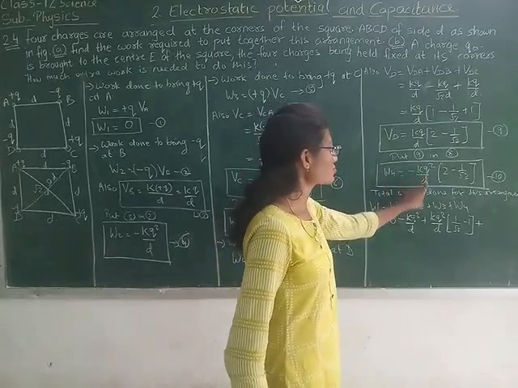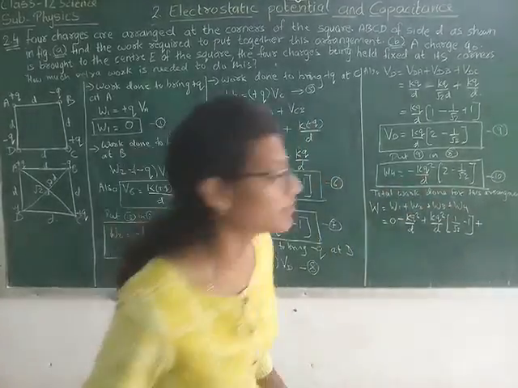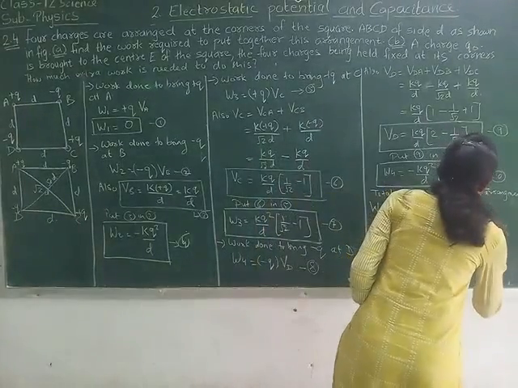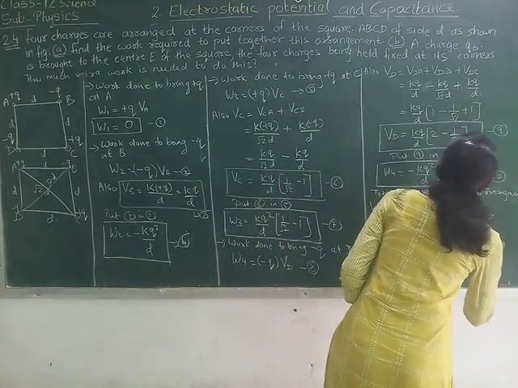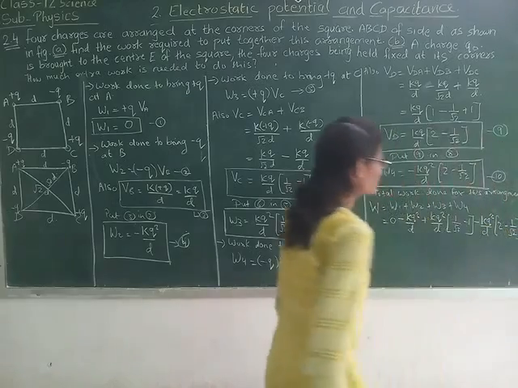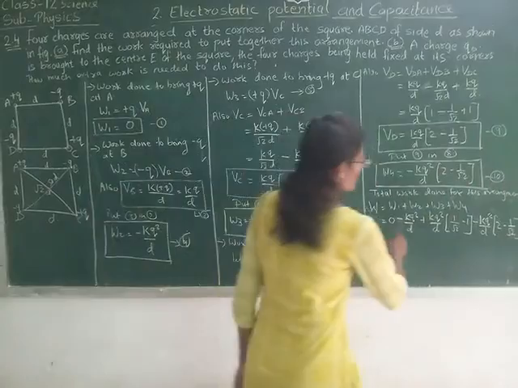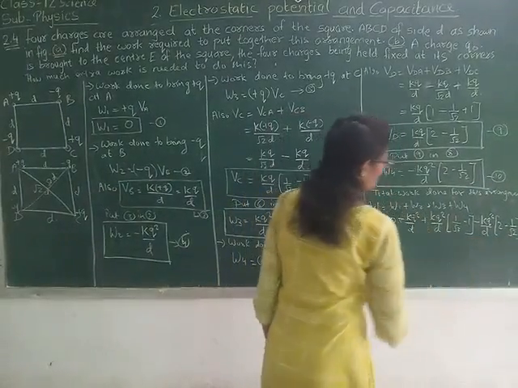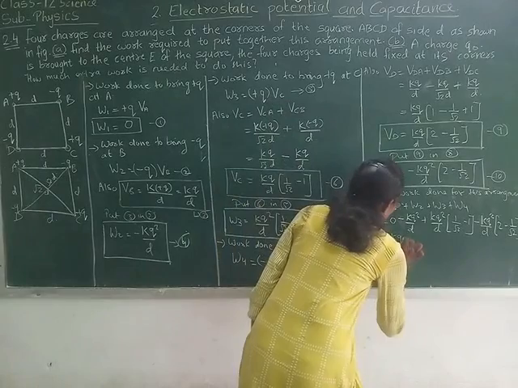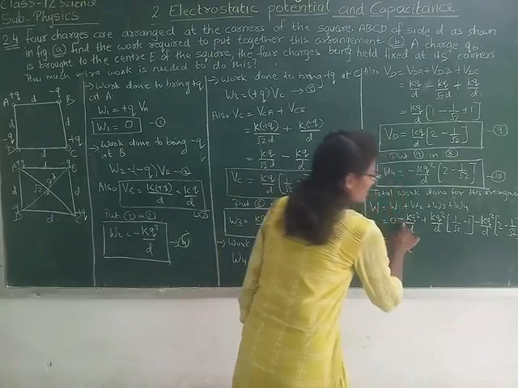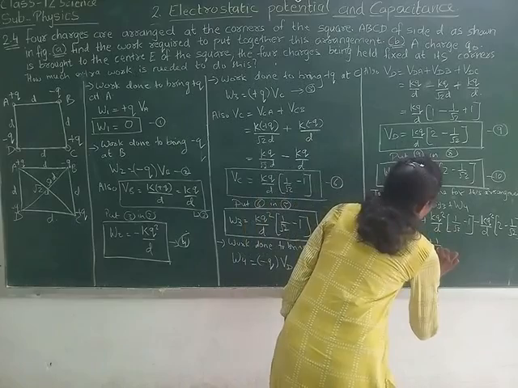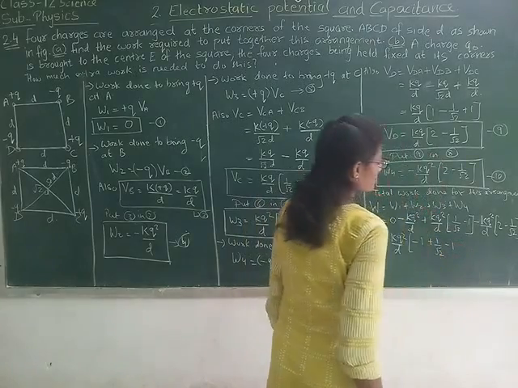Here we are having minus KQ square by D into bracket D minus 1 by root 2. So plus minus becomes minus. So it will be minus KQ square by D in bracket 2 minus 1 upon root 2. Right? So from these three terms, this is already 0. From these three terms, we can take KQ square by D as common. Here we are having minus 1, here we are having 1 by root 2 minus 1.